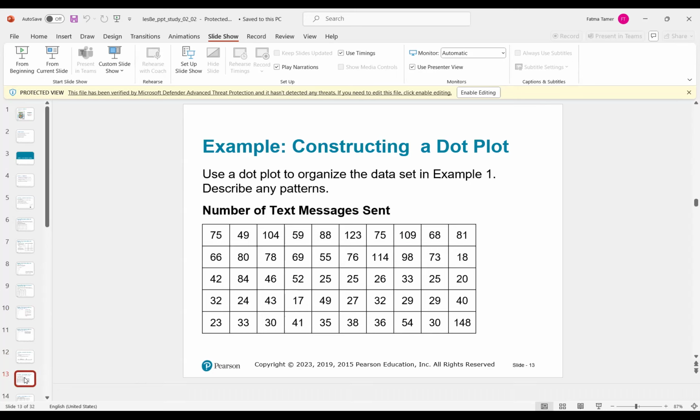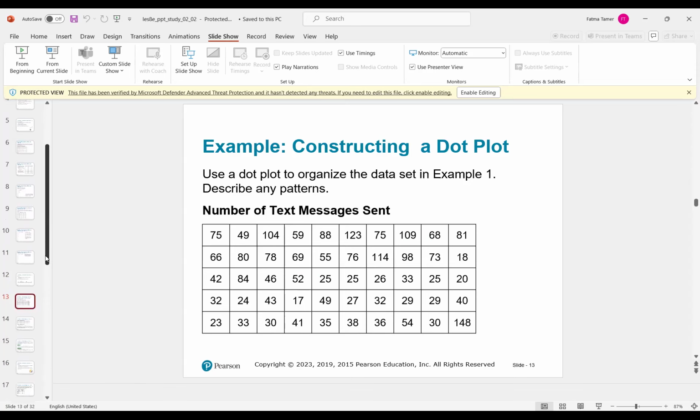If you look at an example, use a dot plot to organize the data set in example one, the number of text messages sent data set. Then we're going to describe any patterns if it is possible.